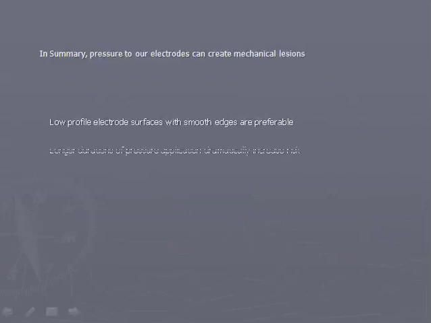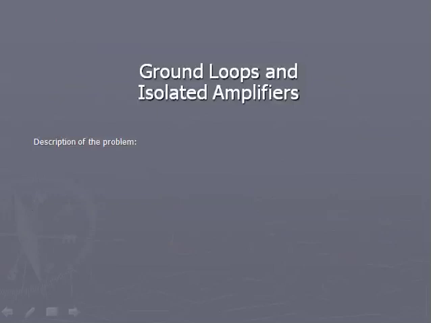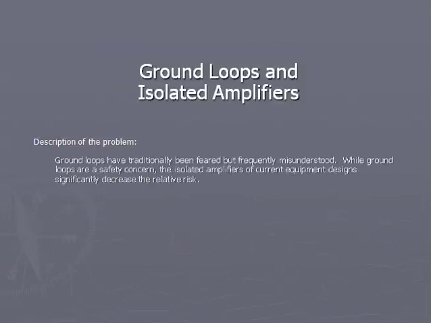Slide 37. In summary, pressure to our electrodes can create mechanical lesions. Low-profile electrode surfaces with smooth edges are preferable. Longer durations of pressure application dramatically increase risk. While it is true that our patients would rarely have their entire body weight on an electrode, the point is clear that we need to be mindful of our electrode's location and for how long the patient's weight is on them.